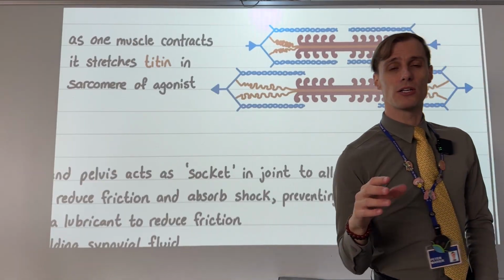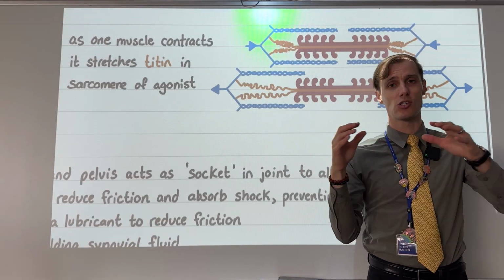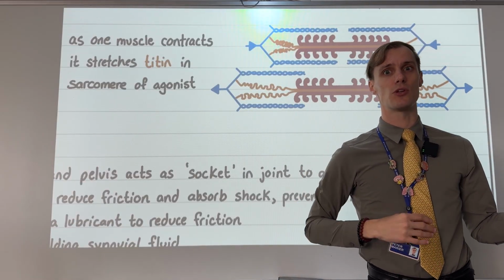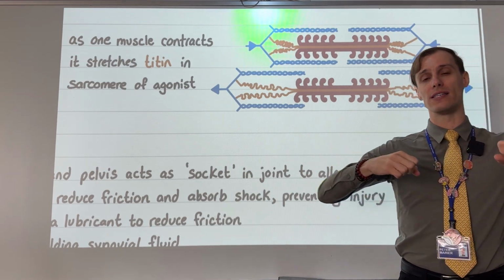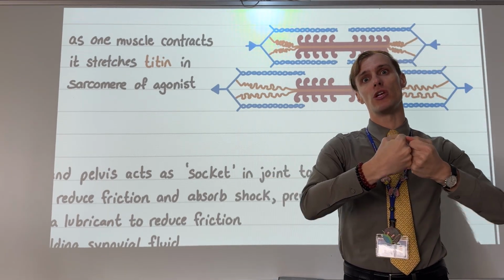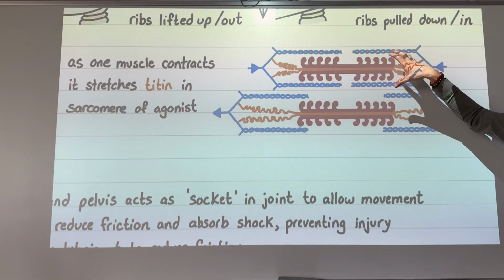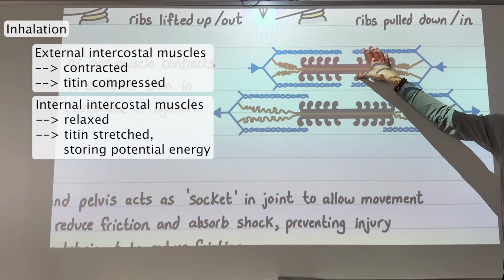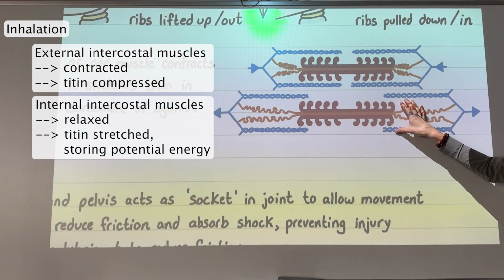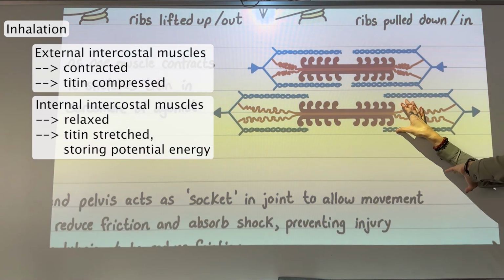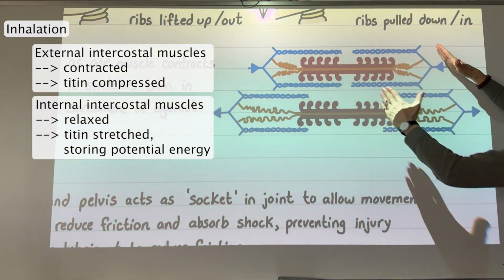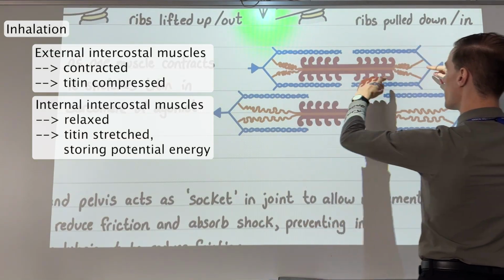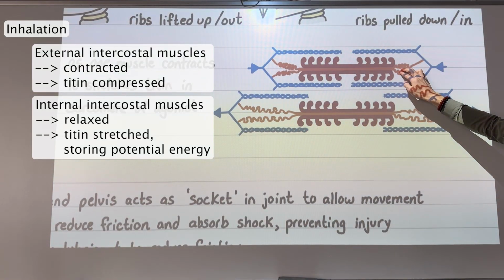Now, the next part to describe in this same process is one that we've just previously discussed, which is, what is the role of Titin in all of this? Titin, recall, is able to store potential energy when it stretches. So let's say this is the sarcomere within the external intercostal, and this is a sarcomere within its antagonist, which would be the internal intercostal. Now, when the external intercostal is contracted, notice the Z lines are close together, and Titin is currently compressed.